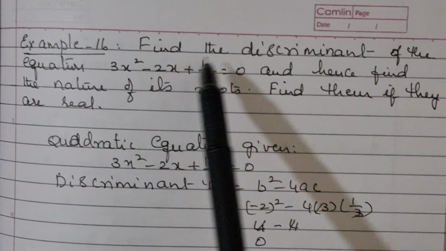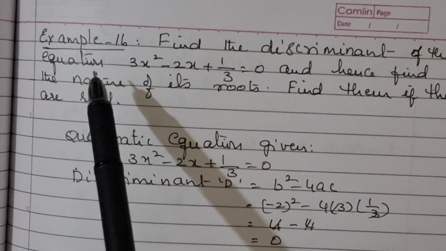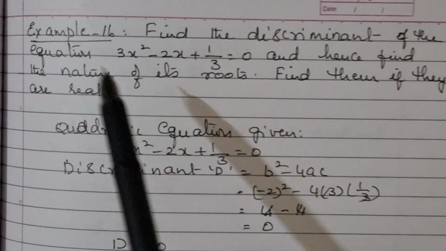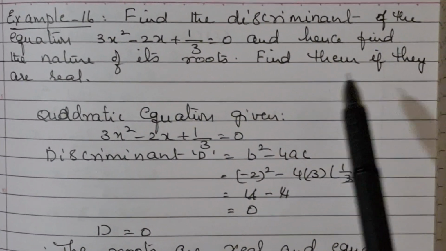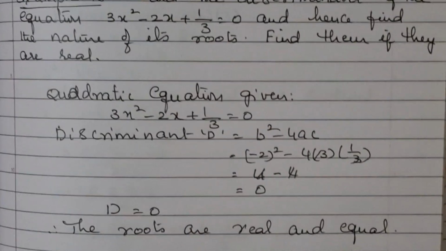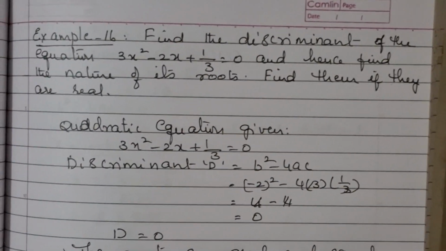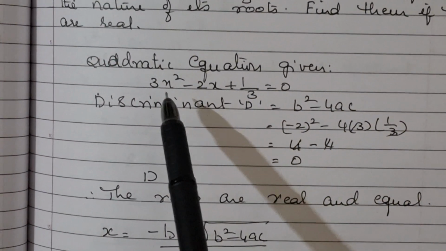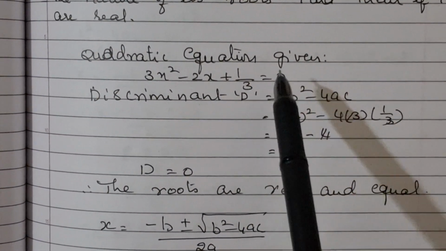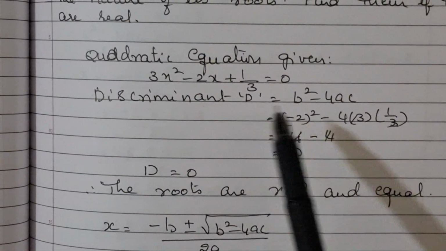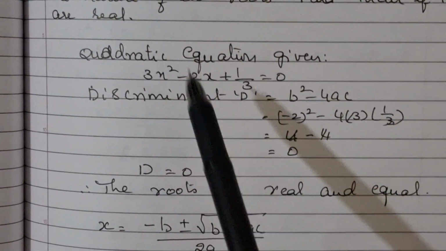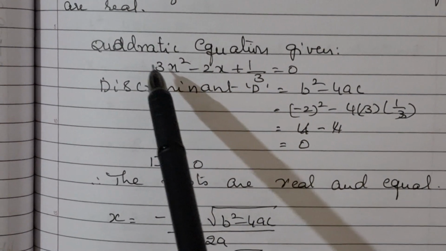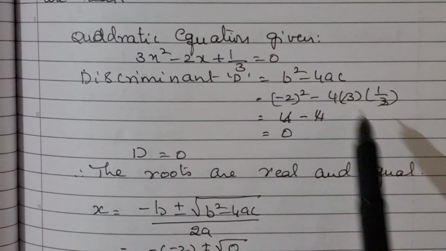Now example 16, children. Find the discriminant of the equation 3x square minus 2x plus 1 by 3 is equal to 0, and hence find the nature of the roots. Find them if they are real. If real roots are there, then only it is possible to find the roots. So the quadratic equation given is 3x square minus 2x plus 1 by 3 is equal to 0. So discriminant D is b square minus 4ac. B is minus 2, minus 2 whole square minus 4 into a, where a is the x square coefficient, that is 3, into c is 1 by 3.